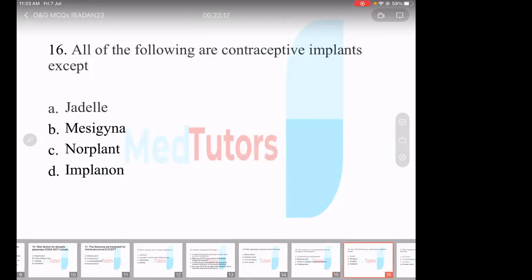Then question 16, all of the following are contraceptive implants except A, Jadelle. Yes, it's an implant. B, Mesigyna, this is not an implant, it is an injectable contraceptive. C is a Norplant. Yes, it is an implant. Implanon is also an implant. So the answer here is B.